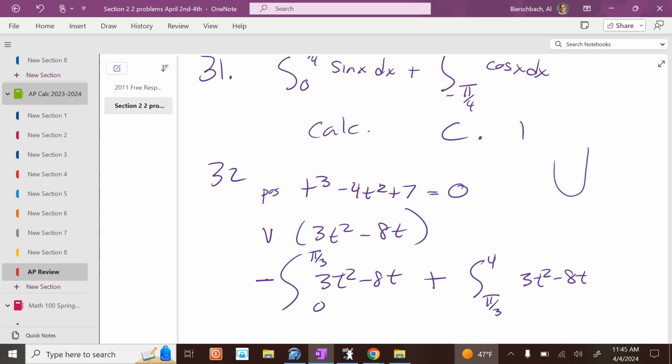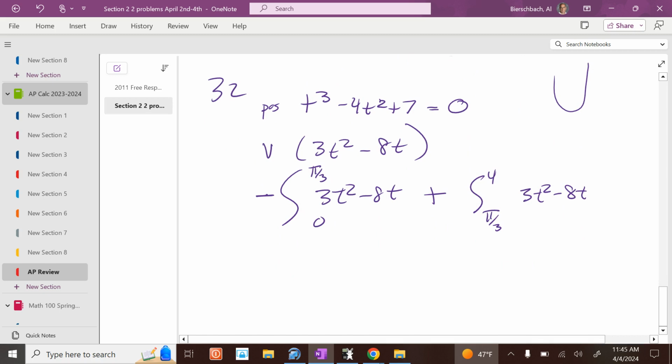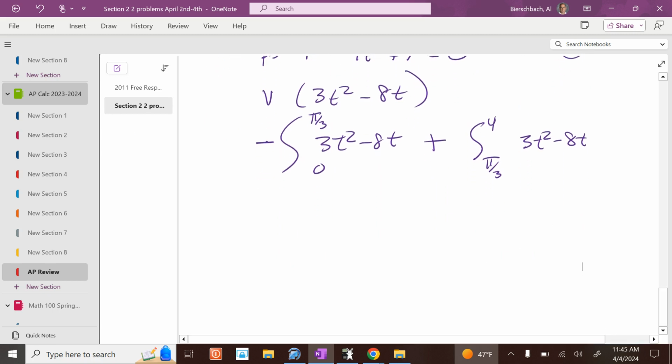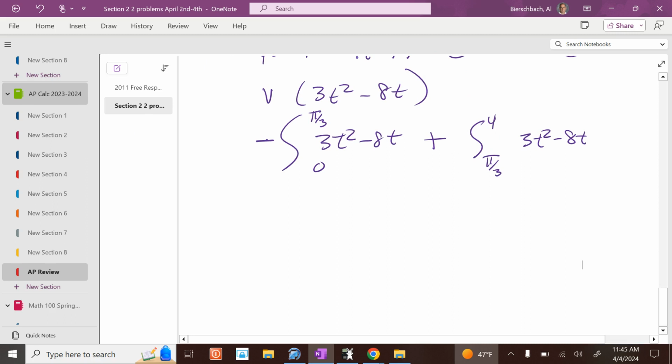Okay? So the integral of the velocity gives you distance traveled. And this is a negative distance because we're going negative velocity. Positive distance because we're going positive velocity. Okay, 33. Sorry I took so long on that one.